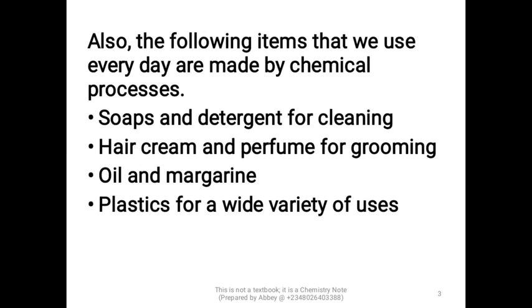And also, there are so many items that we use on a daily basis that are made by chemical processes. Examples of them are soaps and detergents that we use for cleaning, hair cream and perfume that we use for grooming our bodies, oil and margarine that we use. They are made by chemical processes, as well as plastics that we use for a wide variety of things, they are made by chemical processes.